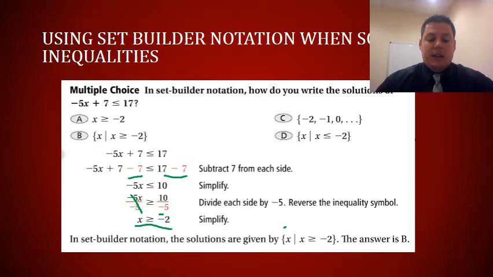If you were to write that in set builder notation as I showed you on the last slide, we would write the variable, which is x, a line, and then what the inequality is. So x is greater than or equal to negative 2. So this B would be our answer.